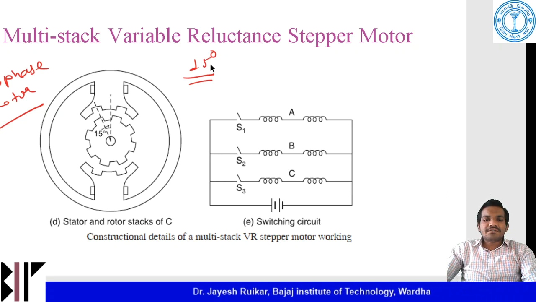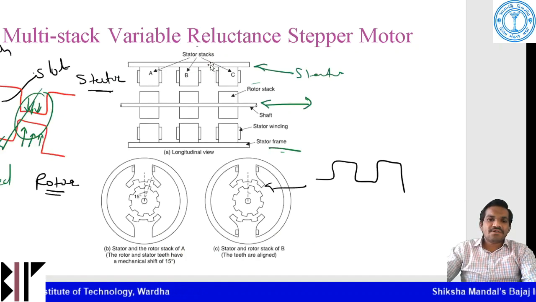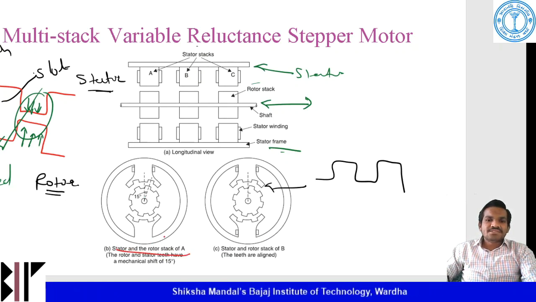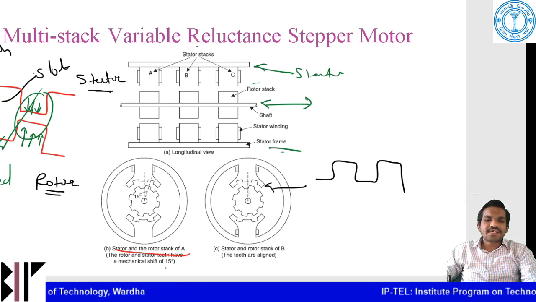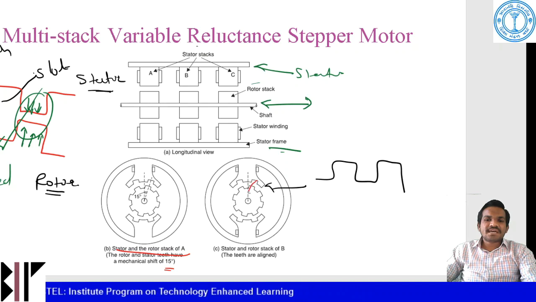So the rotor teeth of stack A, see here in this diagram. This is the stator and rotor of stack A. Here your rotor and stator teeth have a mechanical shift, or you can say an angular displacement, of 15 degrees. In this diagram it has been shown. Whereas in this diagram the stator and rotor of stack B have been shown, where the teeth are aligned. You can see here the teeth are aligned to each other.